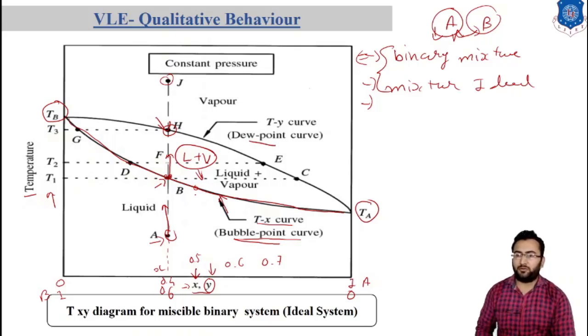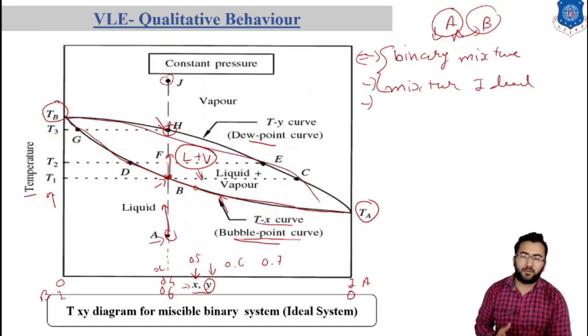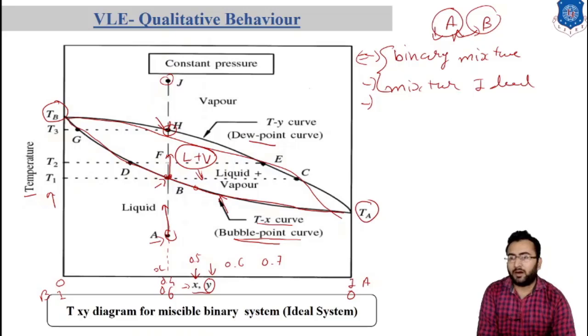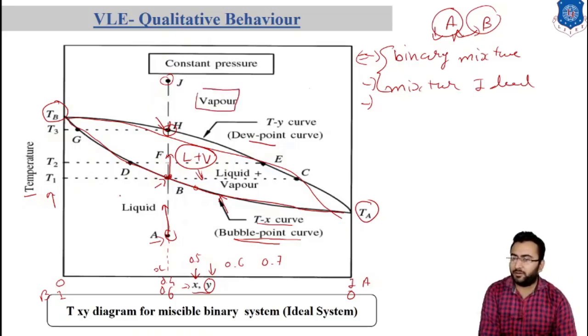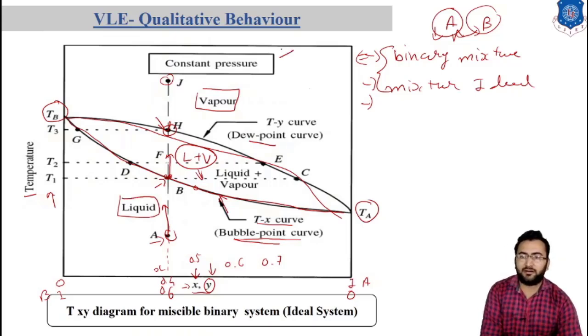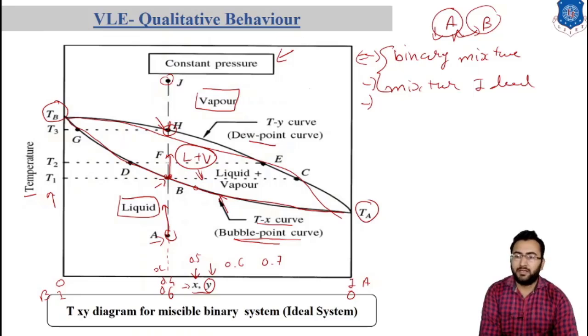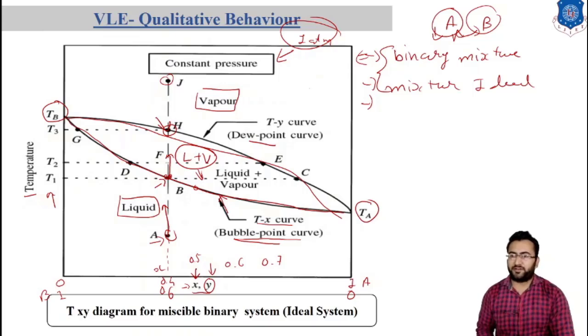Again, if we make this point with a different composition, we will get a curve like this. So this becomes our dew point curve. Above the dew point curve, it will be vapor, and below the bubble point curve, there will be liquid. This whole process occurs at constant pressure, let's suppose at 1 atmosphere.